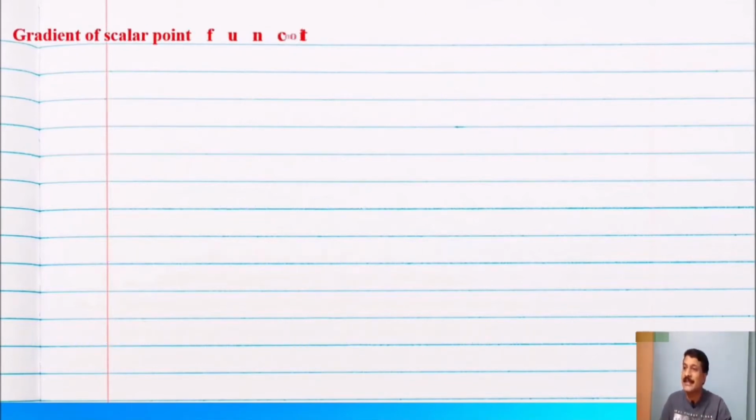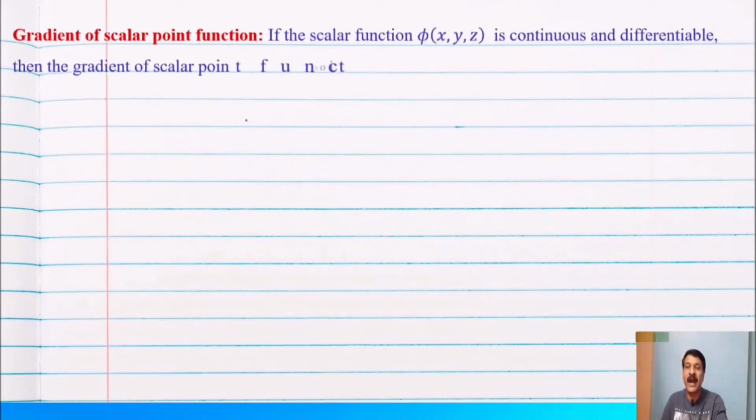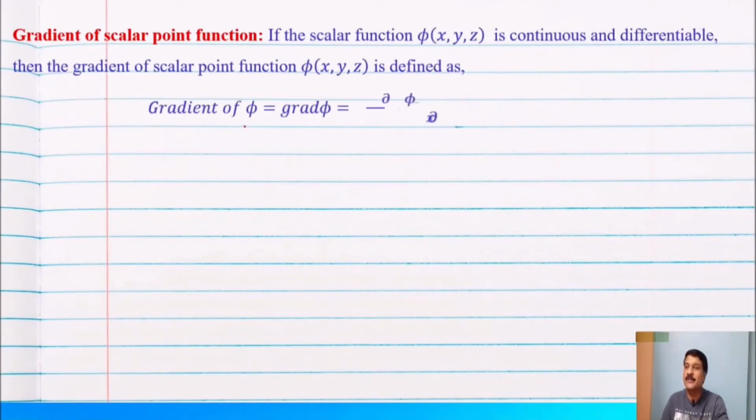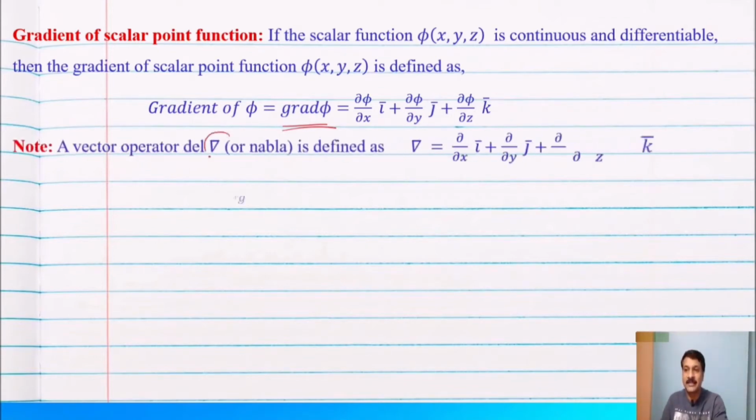Also, consider the gradient of a scalar point function. So what is that? If a scalar function phi is continuous and differentiable, then the gradient of scalar point function phi is defined as grad phi equal to dabba phi by dabba x i plus dabba phi by dabba y j plus dabba phi by dabba z k. Now just introduce here a vector operator del. It is defined as del equal to dabba by dabba x i plus dabba by dabba y j plus dabba by dabba z k.